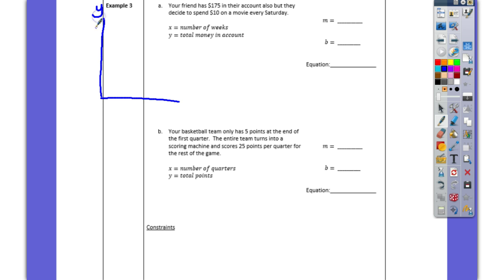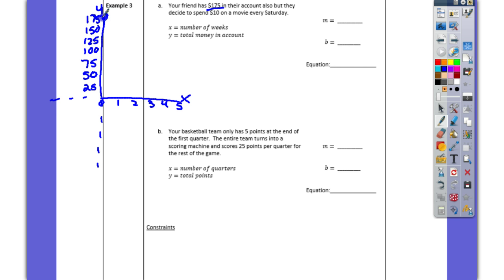So here's your Y. Here's your x-axis. Okay, we just don't put the rest of the coordinate plane on there. They want X to be the number of weeks. So this would be what? Start out at 0 weeks, 1, 2, 3, 4, 5, and so on. And what is our money? What do you want to go by? Because it goes up to 175? 25s would be a good one. 25, 50, 75, 100, 125, 150, 175.